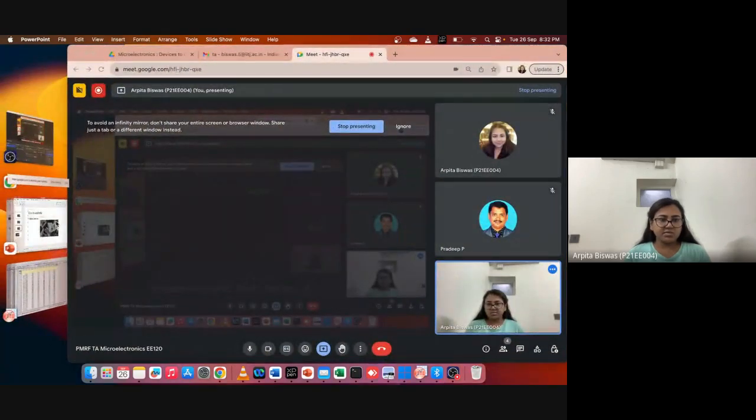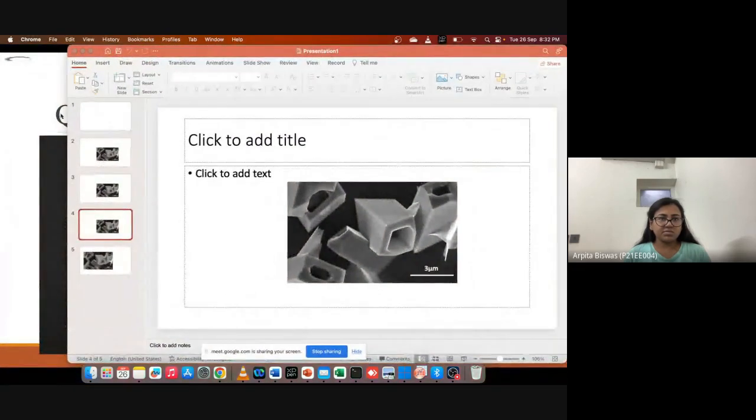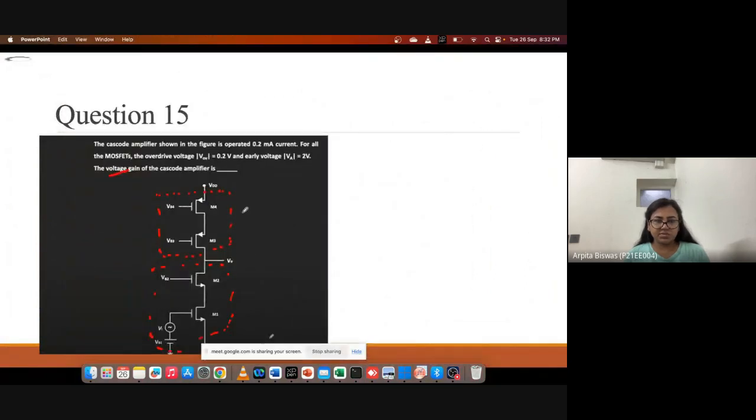So the first one is the cascode current source, and the second one is the cascode amplifier stage.